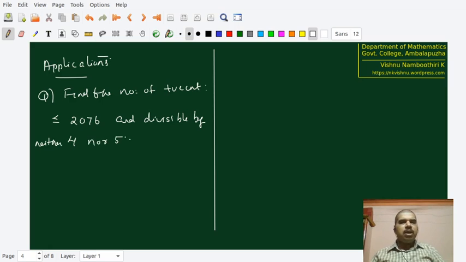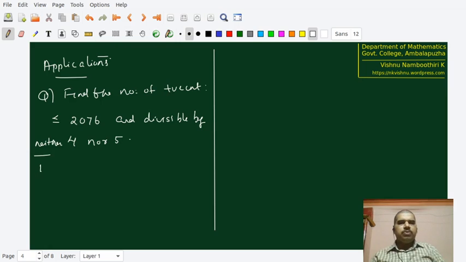That means that from 1 up to 2076, we need to find those numbers which are not divisible by 4 and not divisible by 5. So we need to find the number of all such numbers. Recall that in the inclusion exclusion principle, we are actually trying to find the total number of elements that satisfy a certain property. Here, it's actually the opposite way. We need to find the numbers which are not divisible by 4, not divisible by 5. So our strategy is slightly different. Instead of going directly, we are taking an indirect route.